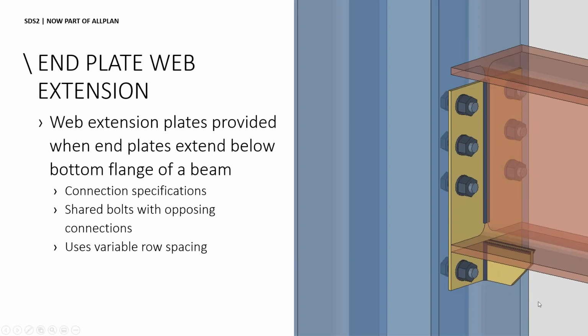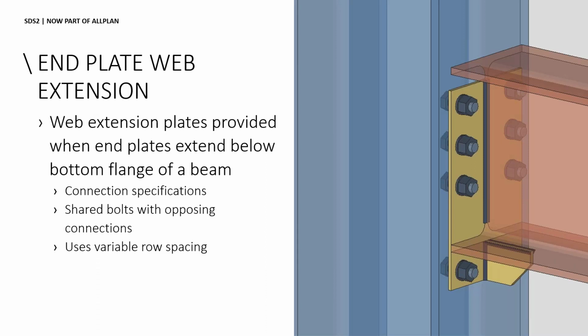The next topic that we'll look at is our end plate web extension. So very similar to clip angles that would extend below the bottom flange of a beam. We've been adding that web extension plate for clip angles for quite a while now. We've just kind of expanded that similar functionality here to the end plates. There is a connection specification, again, very similar to what we were familiar with for clip angles. We have an option for if required or never on adding that web extension plate. Works essentially the same way as it does for clip angles.